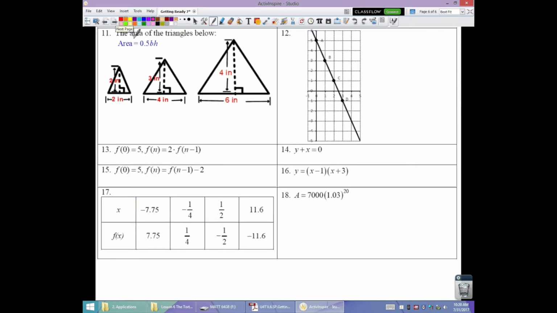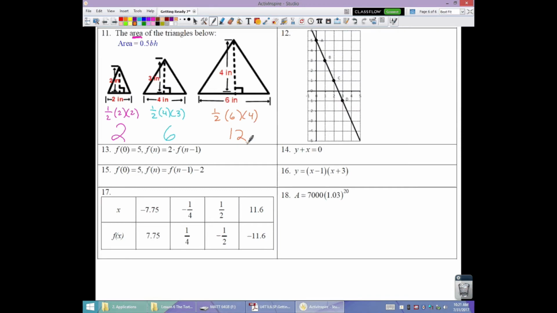Okay, notice in number 11, it says the area of the triangles, not just counting the base and the height as x and y, but looking at a pattern of the areas. So area here, I added the formula is 1/2 base times height. So for this first one, 1/2 times base times height gives us an area of 2. Next one, 1/2 base times height gives us an area of 6. Third one, 1/2 base times height gives us 12.